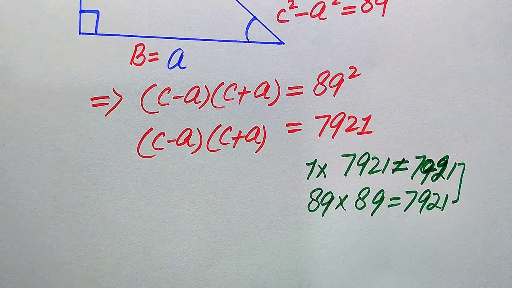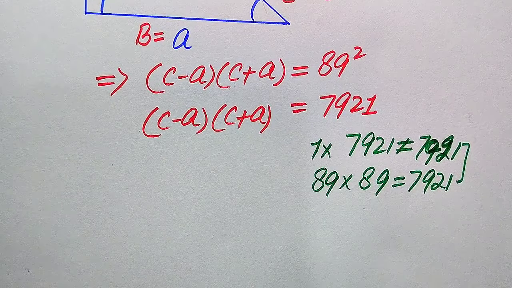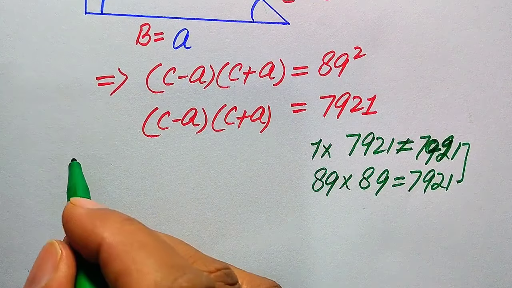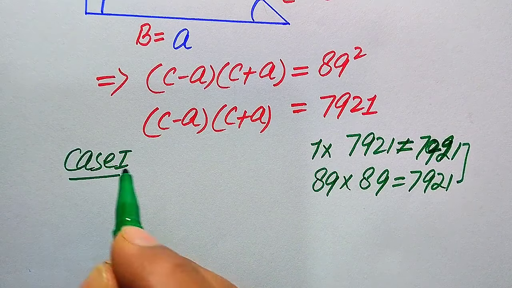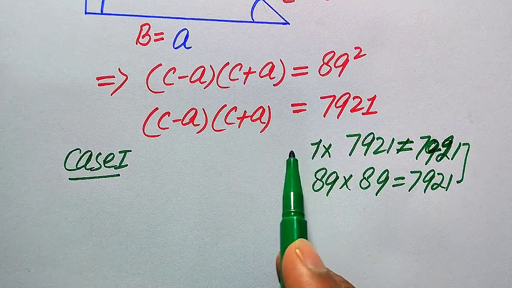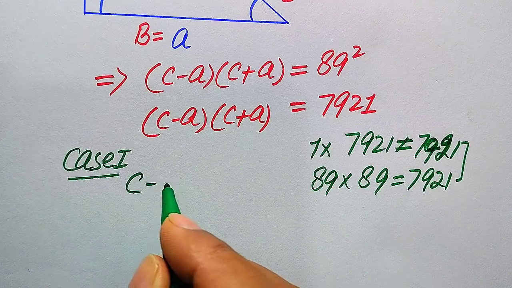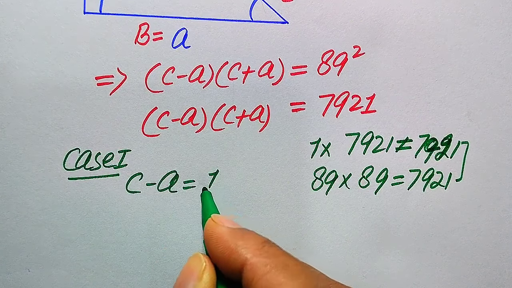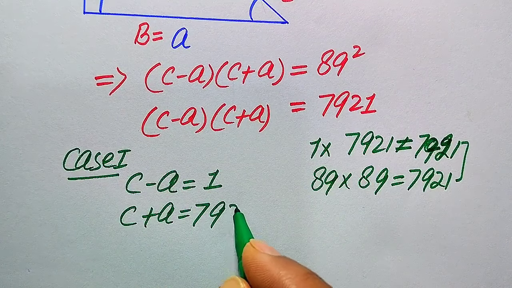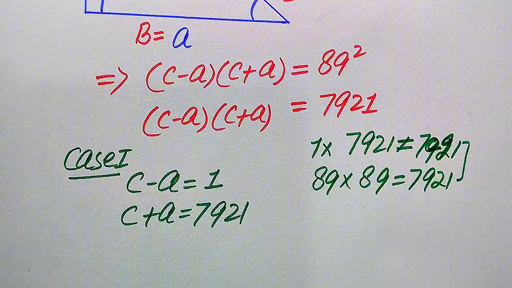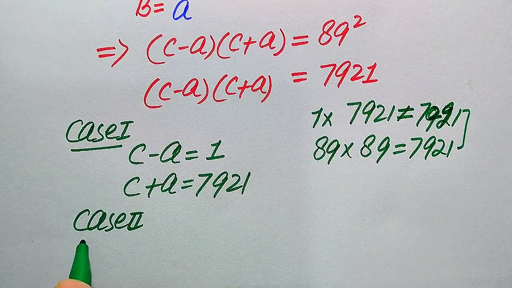Okay, so we divide this equation into these two cases, and our first case we can write here. So in the first case we compare both of these two numbers, and it will be written as C minus A is equal to 1 and C plus A is equal to 7921. This is our first case, and here in parallel we write the second case.